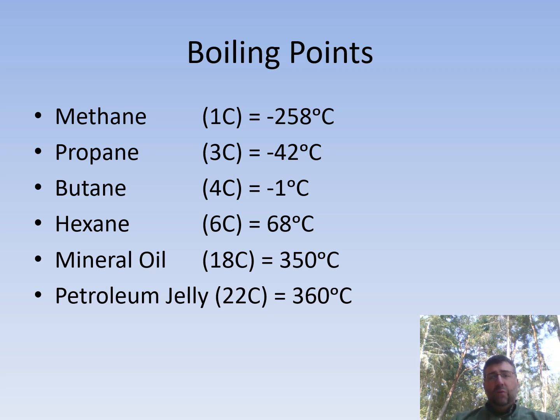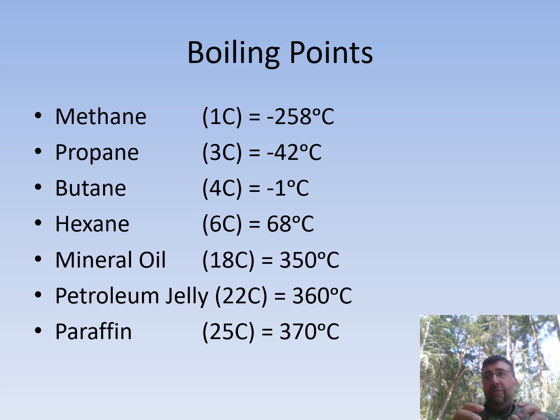Petroleum jelly, 360. It has 22 carbons. And finally, paraffin, also known as candle wax, has 25 carbons and has a boiling point of 370. If you want to know what paraffin is at room temperature, well, it's a solid. It's what a candle is like. Now, what happens when you light a candle? First, as it heats up, it melts, and then it vaporizes. And it's actually the vapor, the gaseous form of paraffin, that creates the flame that you see on a candle.